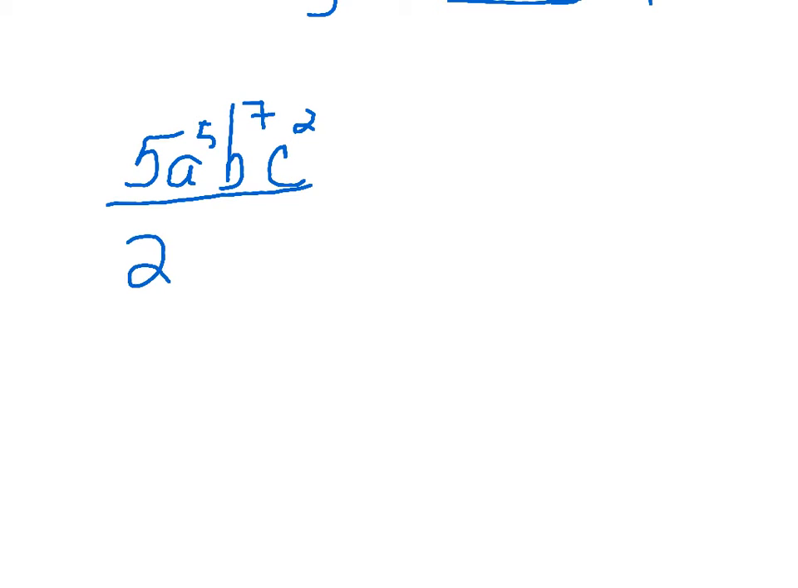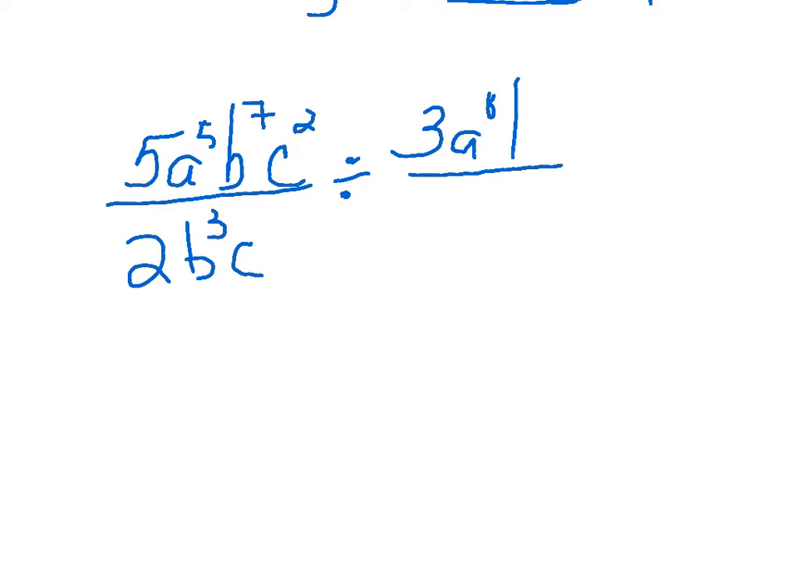Let's have 5, a to the 5th, b to the 7th, c to the 2nd power, over 2, b to the 3rd, c, divided by, let's do, it's not very straight, is it? 3, a to the 8th, b to the 2nd, c, over, we'll do 9, a, b to the 13th. So we're rewriting, flipping, multiplying.